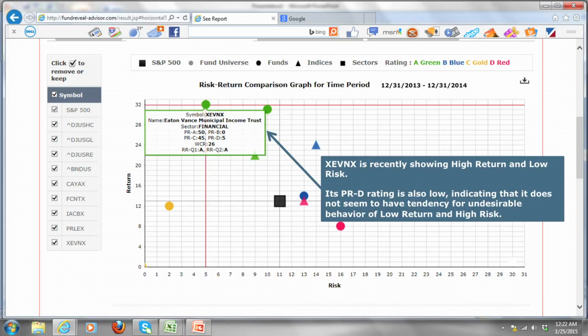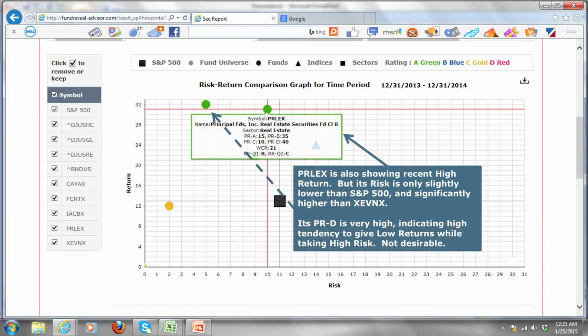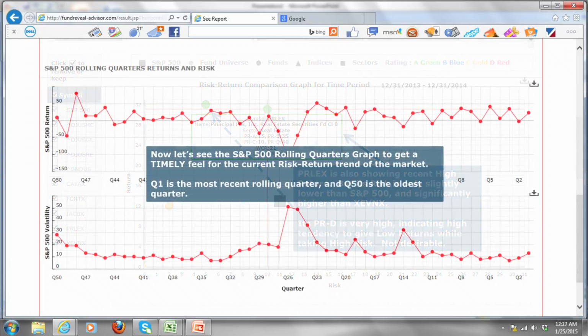XEVNX is recently showing high return and low risk. Its PRD rating is also low, indicating that it does not seem to have a tendency for undesirable behavior of low return and high risk. PRLEX is also showing recent high return, but its risk is only slightly lower than S&P 500 and significantly higher than XEVNX. Its PRD is very high, indicating a high tendency to give low returns while taking high risk. Not desirable.